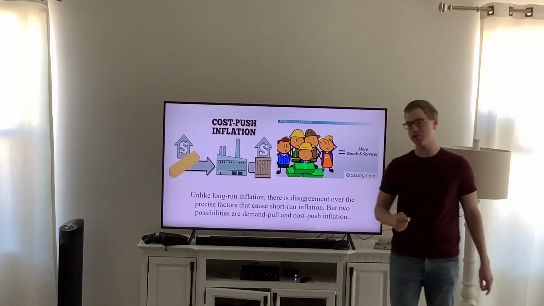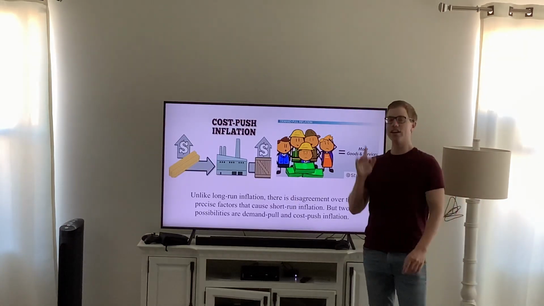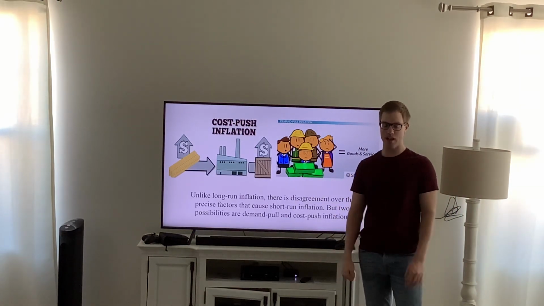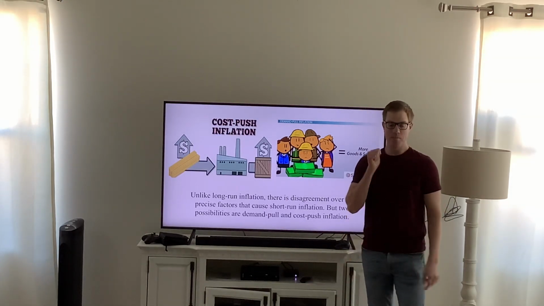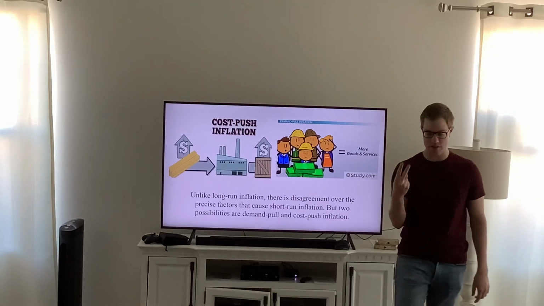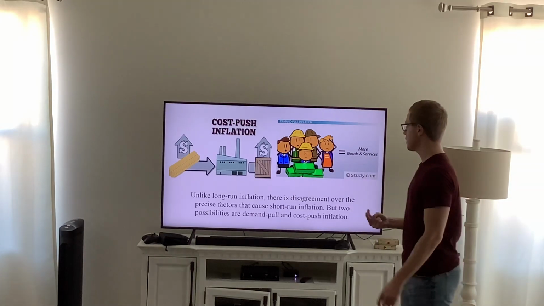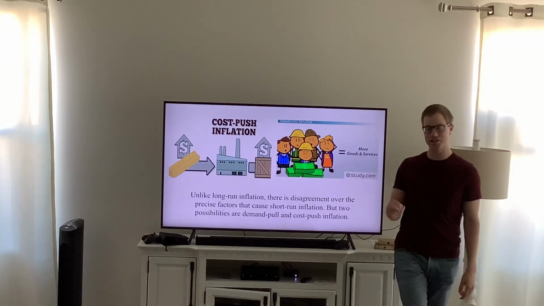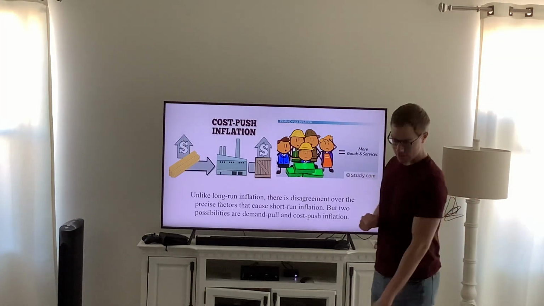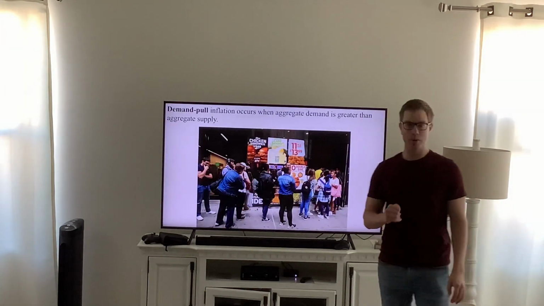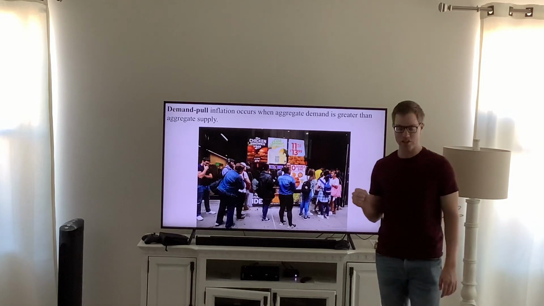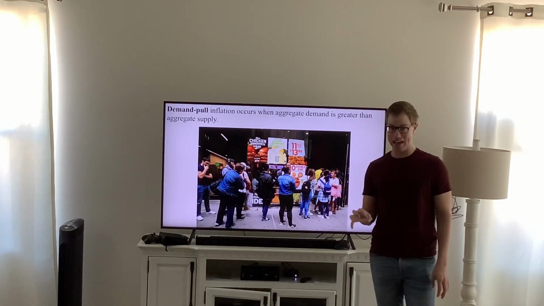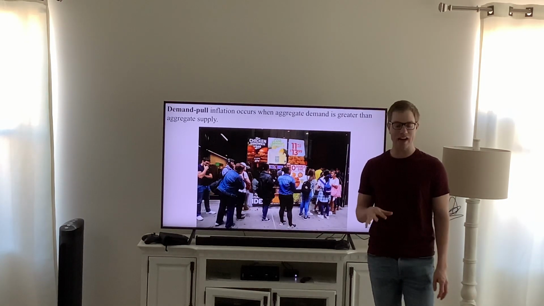Now, long-run inflation, we said we know what causes it. It's caused by a change in the money supply. Short-run inflation, we don't know exactly what causes it, but we can narrow it down to two different things. The two possibilities are demand pull and cost push inflation. We're going to take a look at both of those. Demand pull inflation means that aggregate demand is greater than aggregate supply.